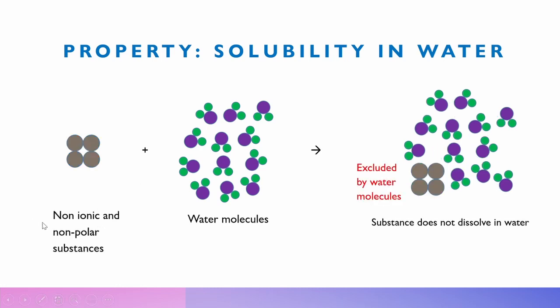So something that is not ionic and non-polar would have trouble dissolving in water, and that's because they have no charges to interact favorably with the polar water molecules. For that reason, they would be excluded by the water molecules, therefore they are not able to dissolve well. This will include things like oil or plastic.